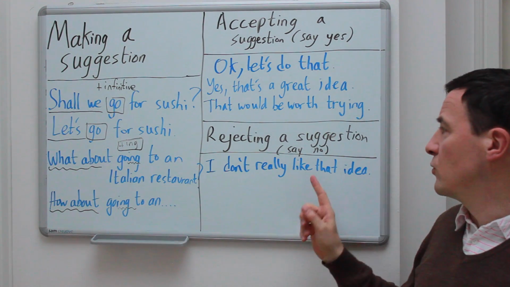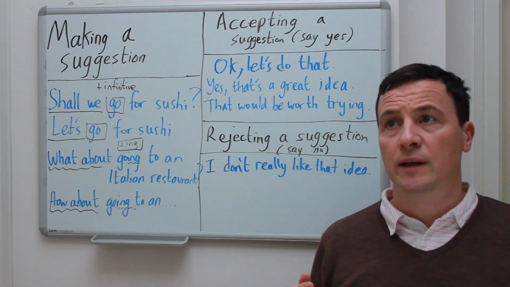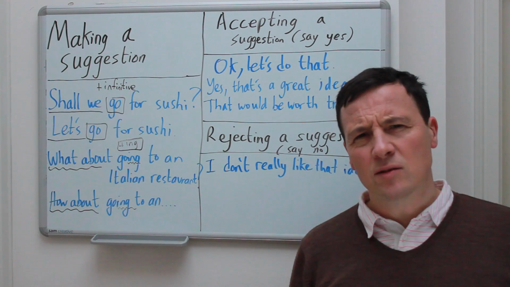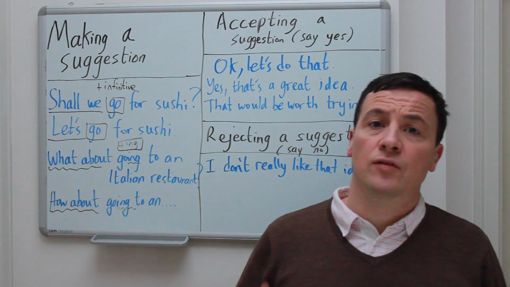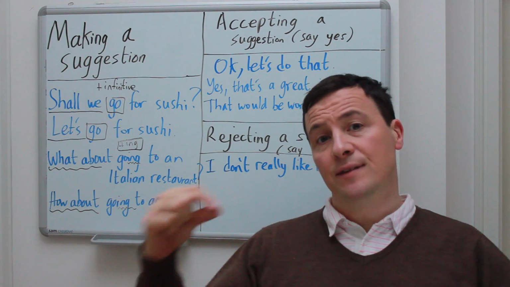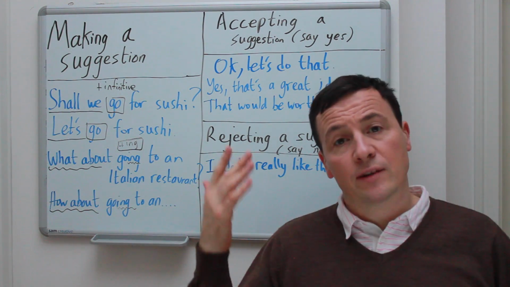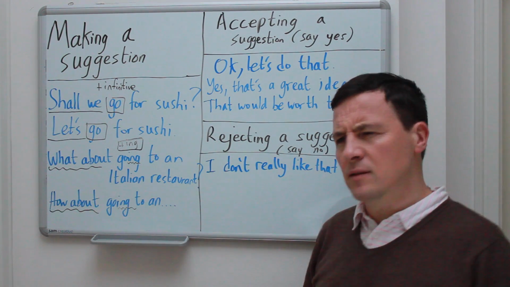Another way to reject a suggestion in a more diplomatic way would be to use a question. You could say, do you think so? Do you really think sushi would be a good idea? So using a question with that intonation is a way to say no to a suggestion, is a way to reject the suggestion. So to reject, you could say, do you think so?